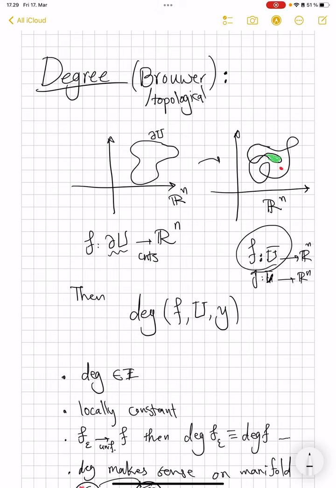Degree has connections to vector fields. So if you have a vector field on U, some kind of index of it predicts the degree. Of course, all has to be made precise, and many more.